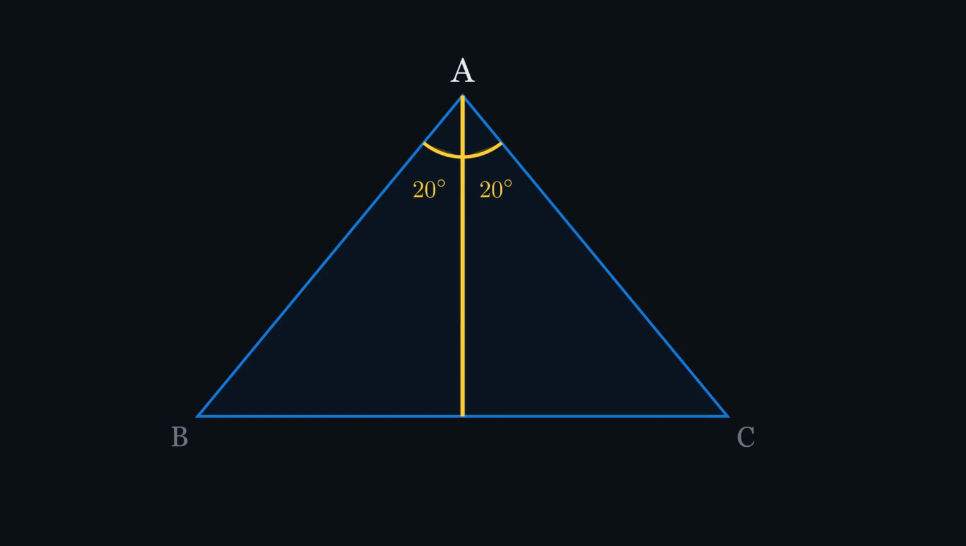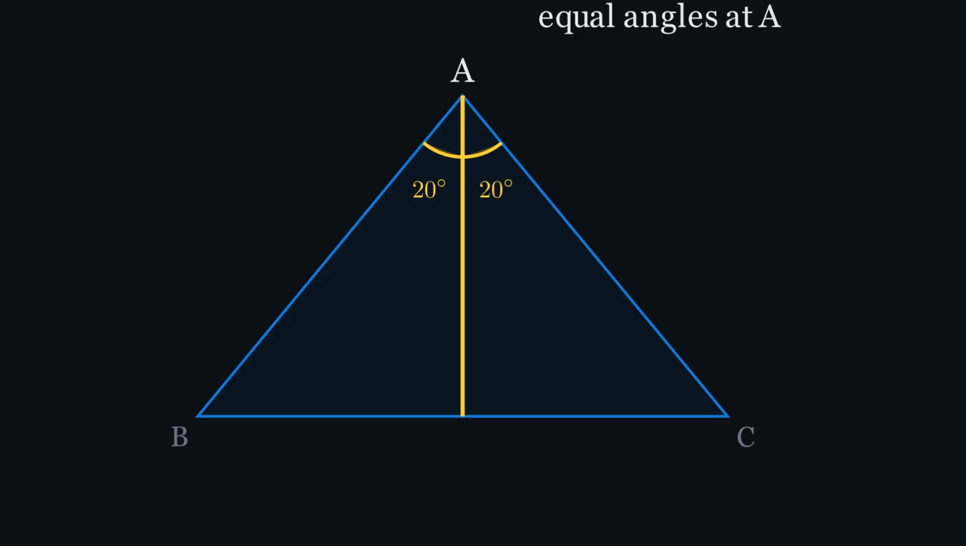First line, from corner A I draw the angle bisector. That just means the line that splits the angle at A into two equal halves. If the angle at A is, say, 40 degrees, this line cuts it into 20 and 20. Perfectly fair, straight down the middle. I'll paint both little half angles the same color so you can see they match. That's the entire definition. This line makes two equal angles at A, and that's the only thing I'm going to squeeze out of it.